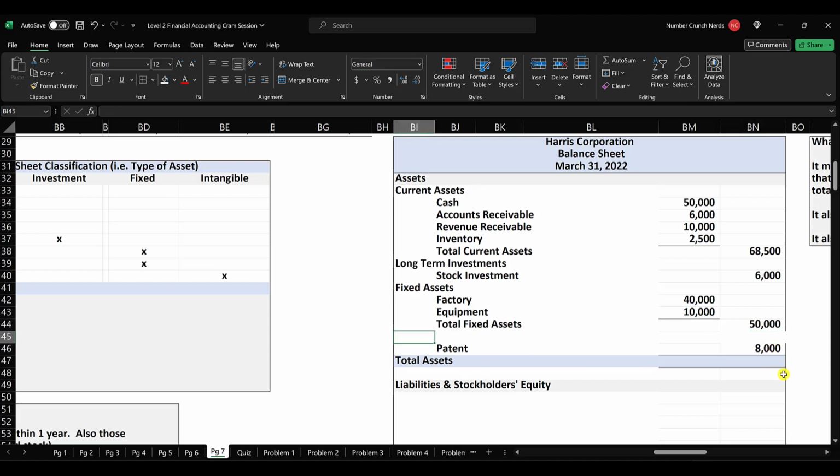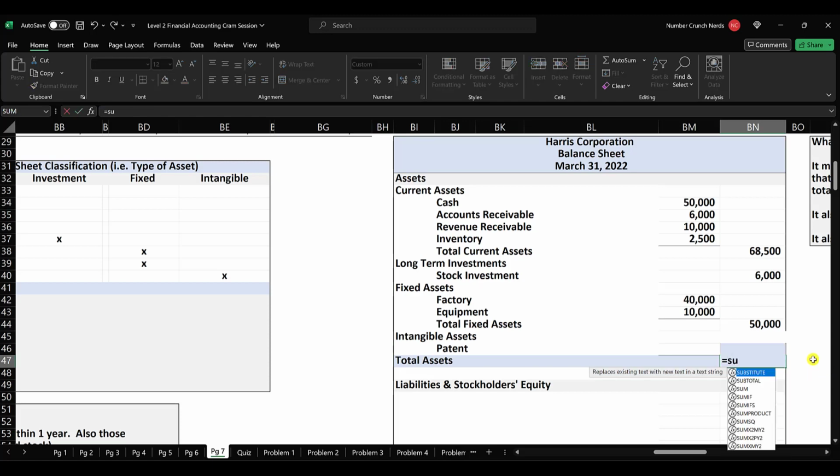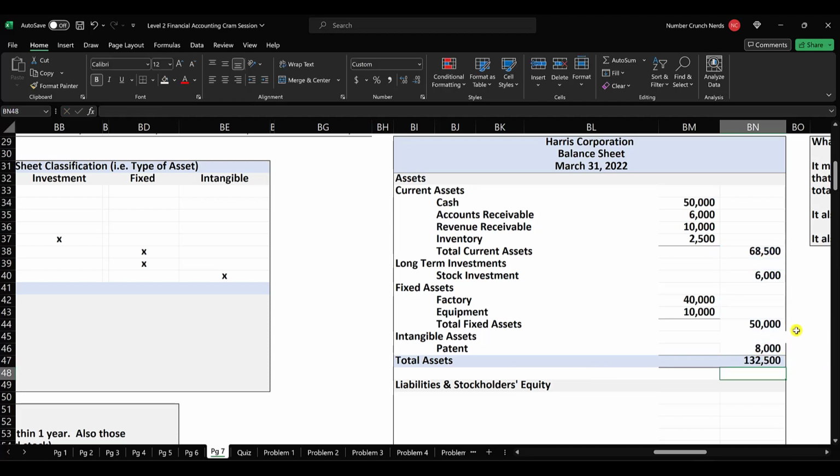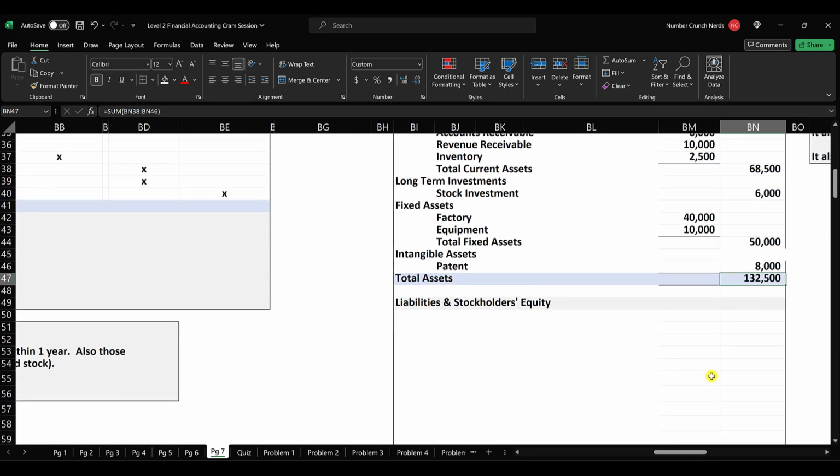And this is where I'm going to put in my category, assets. All right. And if we then sum up all of those, we're going to have 132,500. That is going to be our total assets. Now we're going to do the liability section, and we're going to see if that balances.